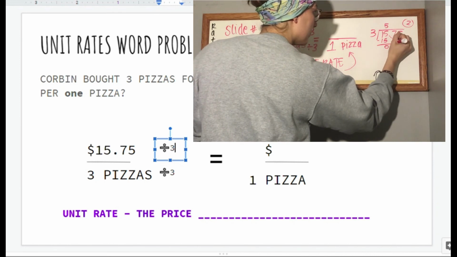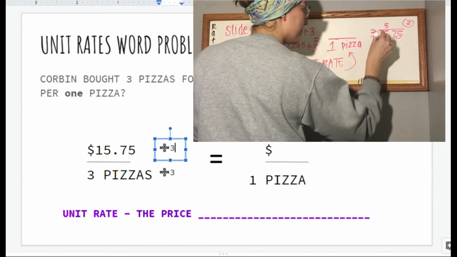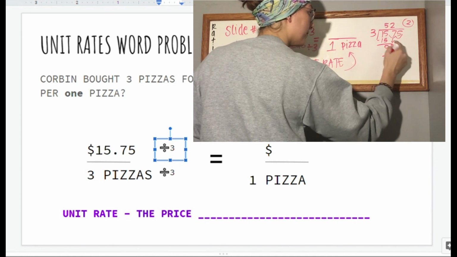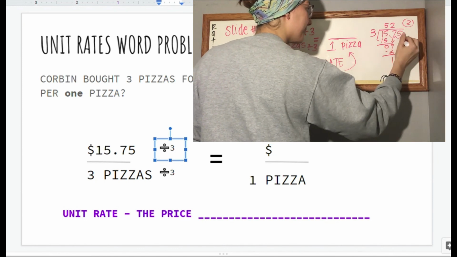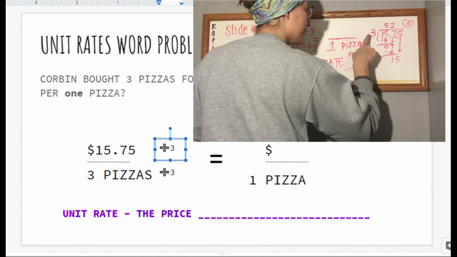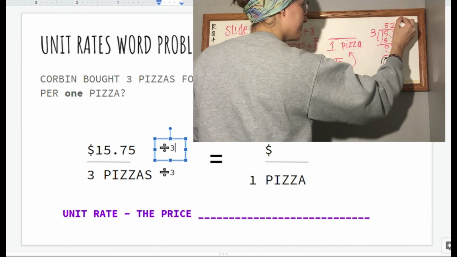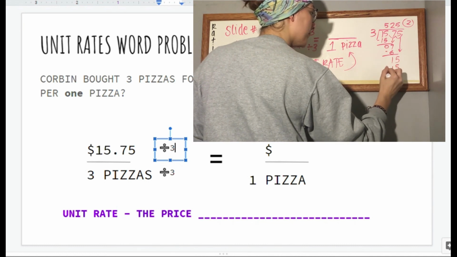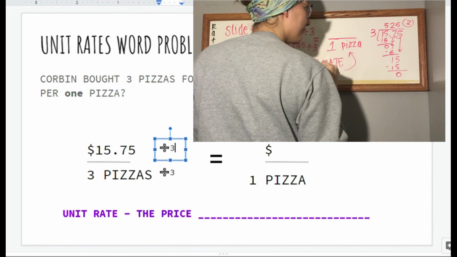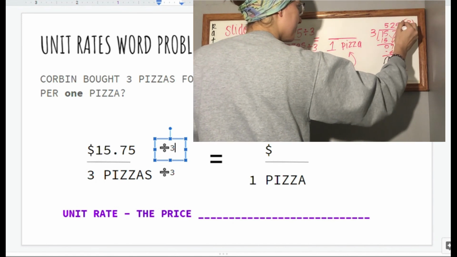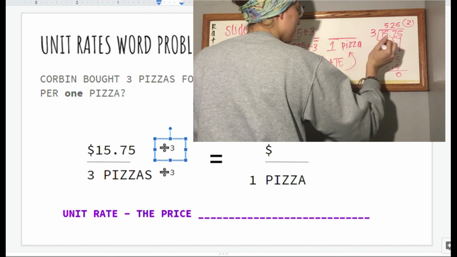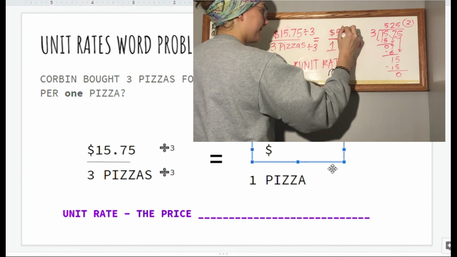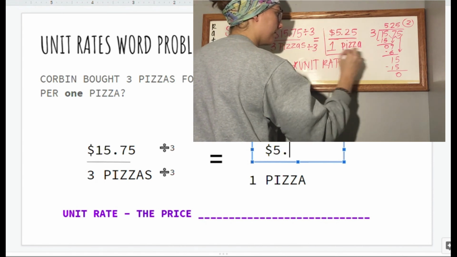I'm going to bring down my 7. How many times does 3 go into 7? The answer is 2. 2 times 3 is 6. 7, take away 6 is 1. Bring down my 5. How many times does 3 go into 15? 5 times. 5 times 3 is 15. 15, take away 15 is 0. Go back, put my decimal in 2 spots, and I know that the price per 1 pizza is $5.25.